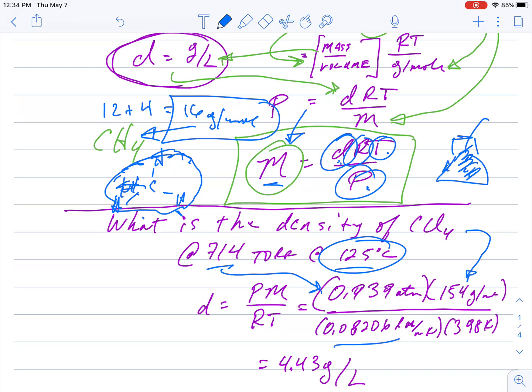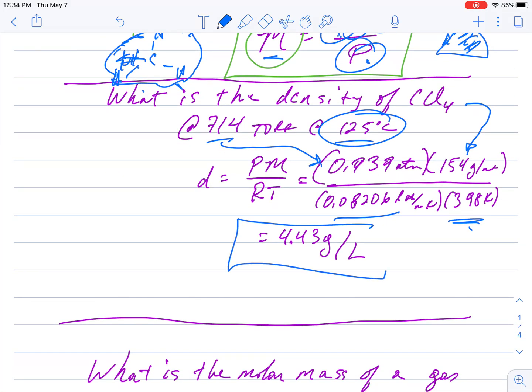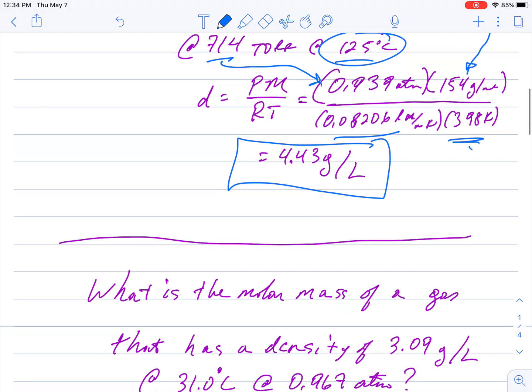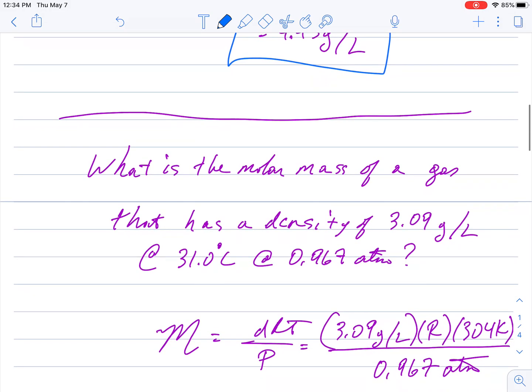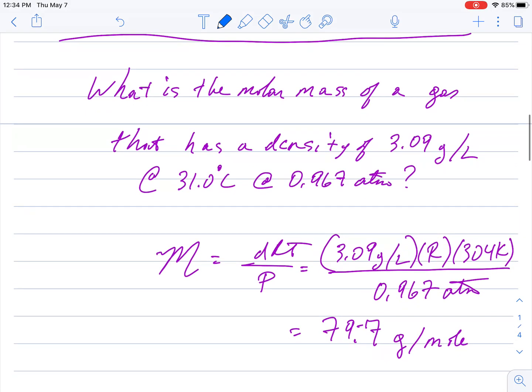There's my gas law constant. Make sure that you're using the liter atmospheres per mole Kelvin. And here's that temperature in Kelvin. So if you do all the math, you get 4.43 grams per liter. Okay. Now, but here's how it's more important in terms of actually being able to use this in terms of like an actual setting.